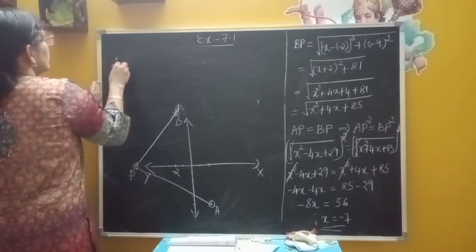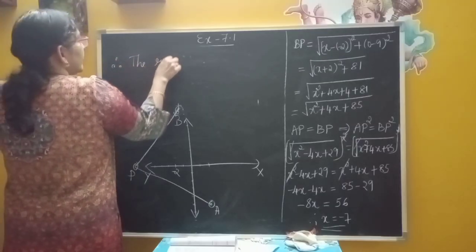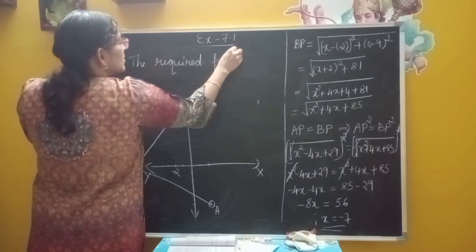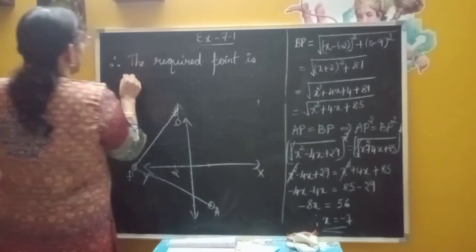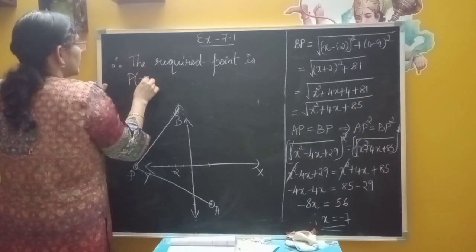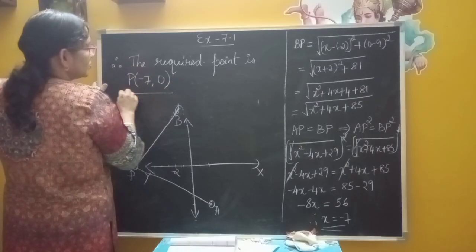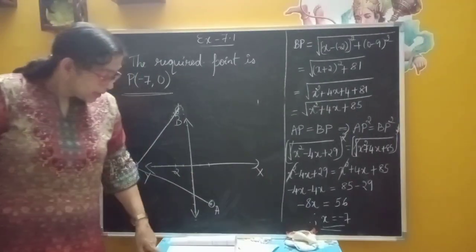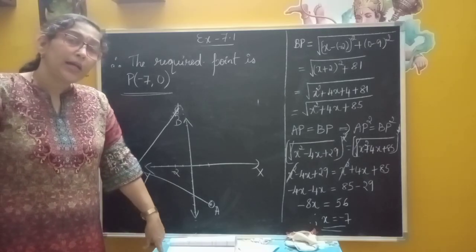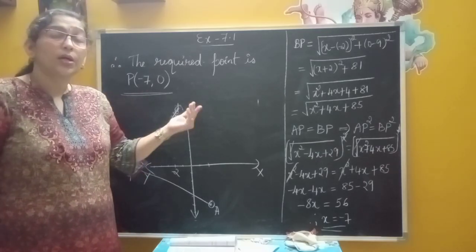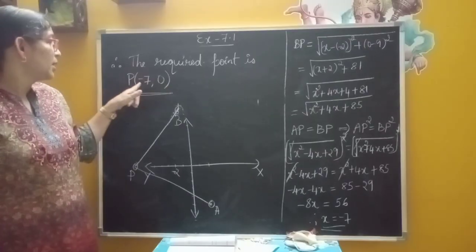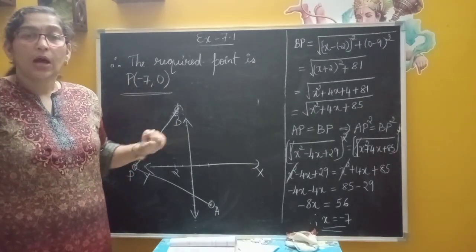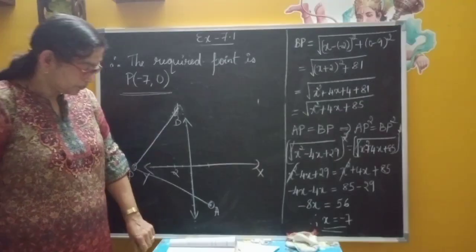Therefore the required point is P, minus 7, 0. Okay, this is our answer. In a similar question, if a point on the y axis is given, what happens? The x coordinate becomes 0 and you get some y coordinate here. Okay, so that is the way we have to choose the point which is required.